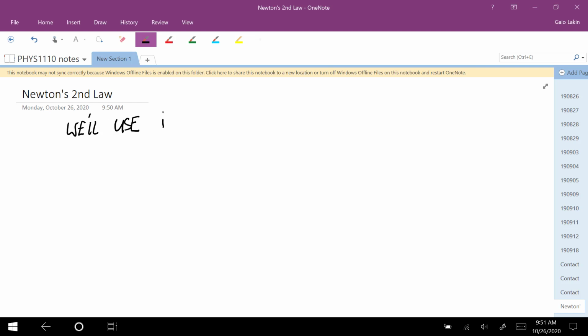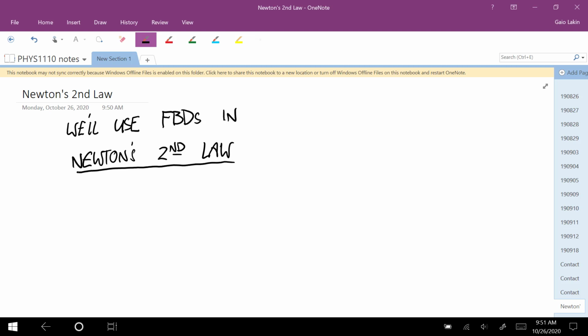So we'll use free body diagrams in Newton's second law. The most important equation in this class. And Newton's second law says that F net is equal to mass times acceleration.